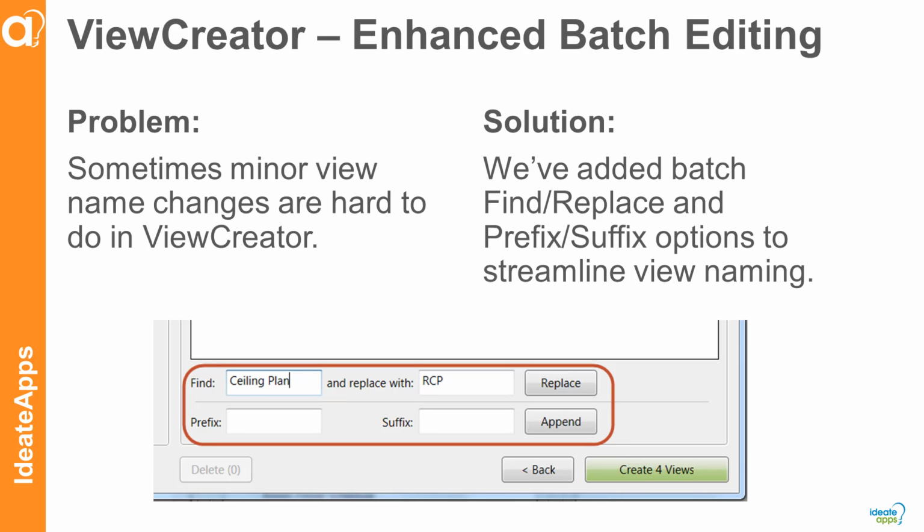While View Creator does a great job at bulk creating and naming views, there will be times in which you will want to replace portions of the text or add a prefix or suffix to the list of views that will be created. In prior versions of View Creator, you had to make these changes manually to each view. With the latest enhancements to Ideate View Creator, you now have the option to use the Find and Replace or prefix and suffix options to batch edit the view names generated by View Creator before these views are created. This feature alone will save you a lot of time and allow you to move on to the next task.